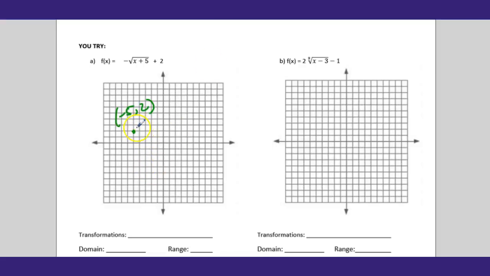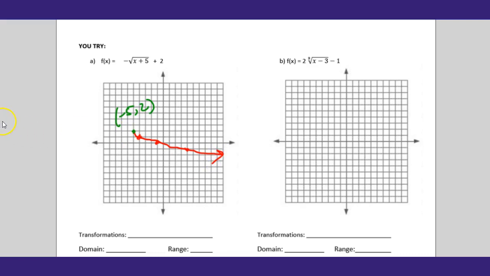Again, those points were -5, 2, -4, 1, -1, 0, which is right here, and the other one was 4, -1. So 1, 2, 3, 4, down 1. So there we go. We're going to connect the dots from there. Just keep going. Let it keep going.